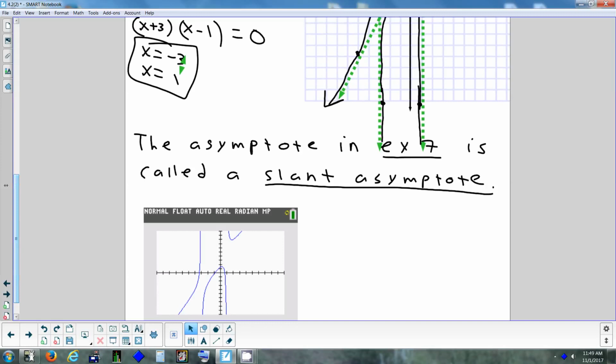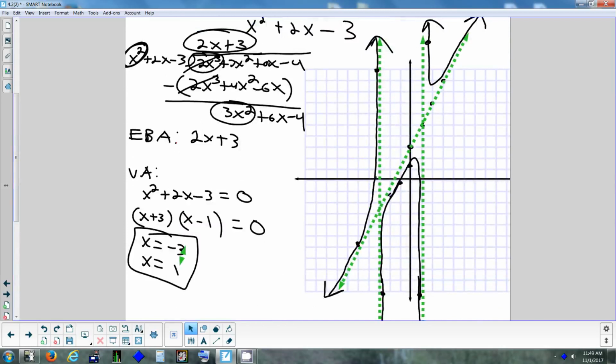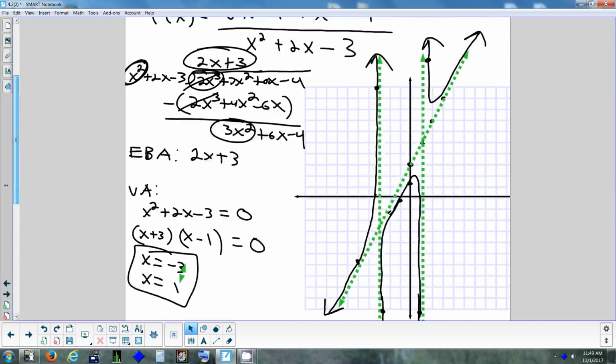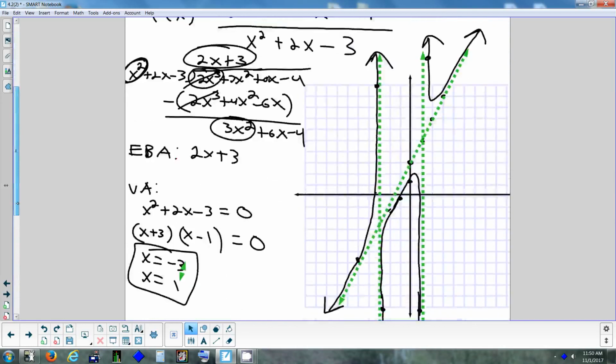Yeah? Would you get the polynomial for the vertical asymptote? For the vertical asymptote, we took the denominator, set it equal to 0, and then factored it. So that x squared plus 2x minus 3 was in the original problem. Okay. Yep. So that would always be given to you. Anything else on that one?